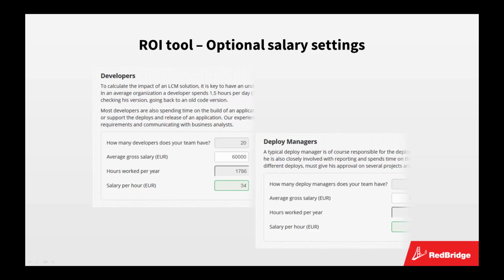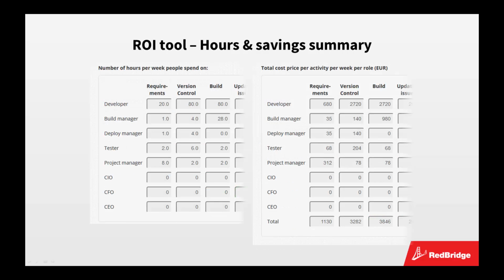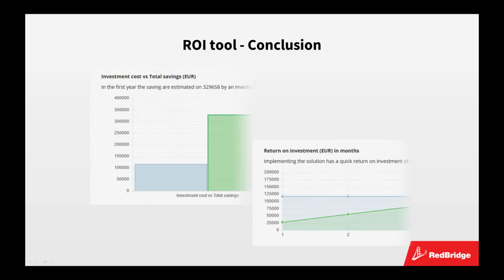If you want a more detailed conclusion based on your own numbers, you can fine-tune and optimize the calculation. You can, for example, specify the exact salaries of the different members in your team. Based on the numbers you enter, the tool will deduce the number of hours spent by each of the team members and the related cost price per activity. The calculated result will show you the balance between your investment cost and the estimated savings you can get. On top of that, it indicates how many months it will take before payback is achieved. You will be amazed by the savings you can get by implementing our LCM for ODI solution.